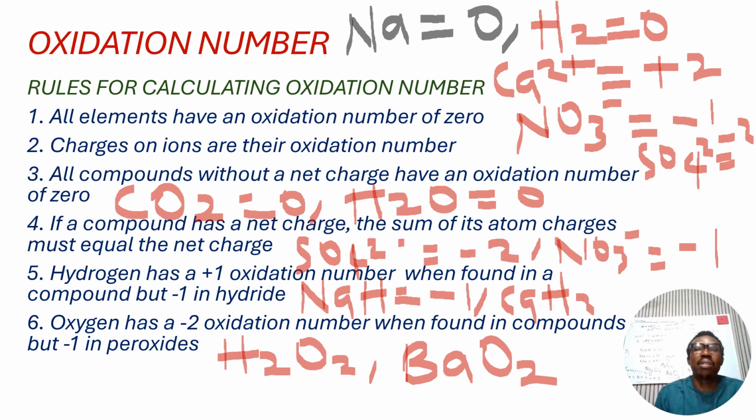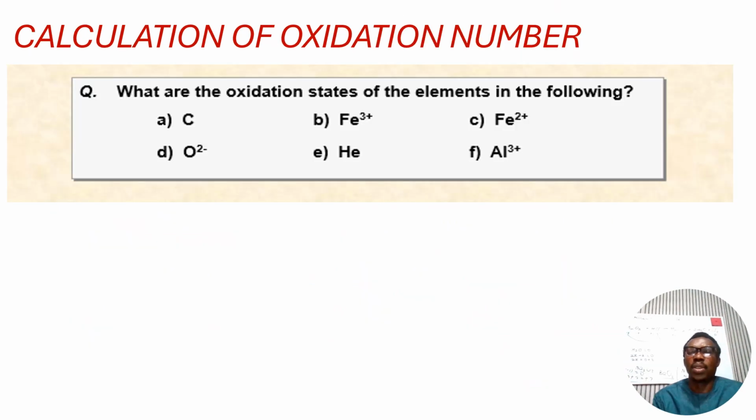So it's as simple as ABC. These are the rules for calculating oxidation number. Please take note of these rules, because they will go a long way to help us in calculating the oxidation number of an element in a compound. So it's as simple as what? A, B, C. Having considered the rules, we want to calculate oxidation numbers.